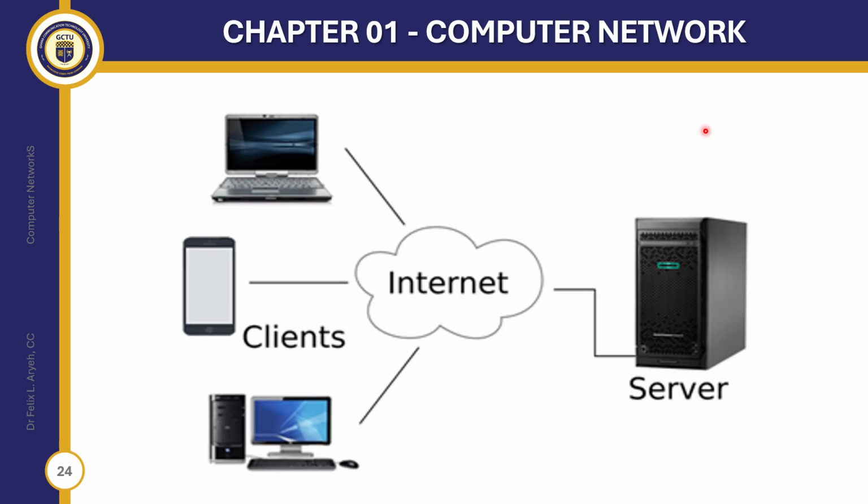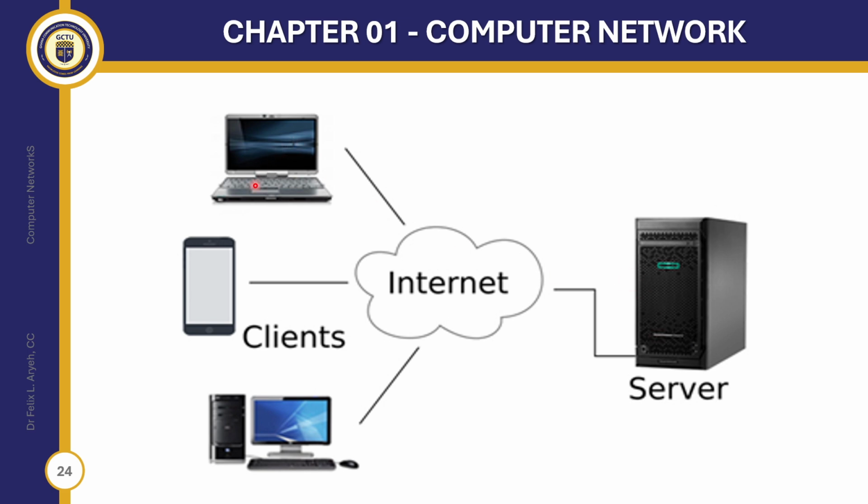This is how the architecture looks. These are all clients. We have a laptop, a phone, and a desktop. And this is the internet. It could be a local area network, but in this case, we're using the internet as an example. And this is a server.